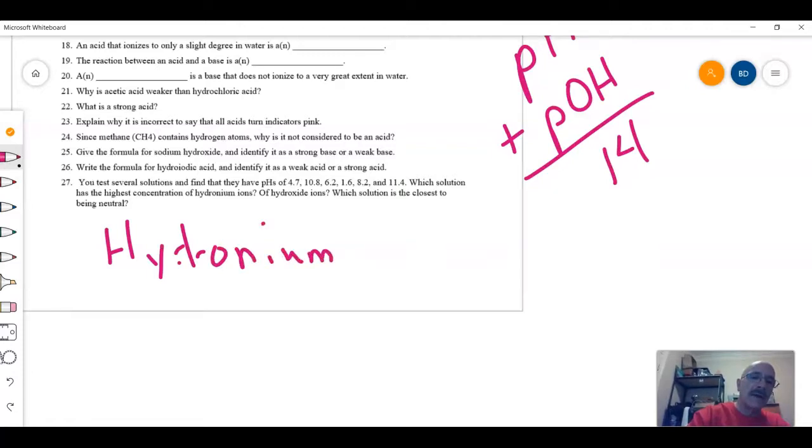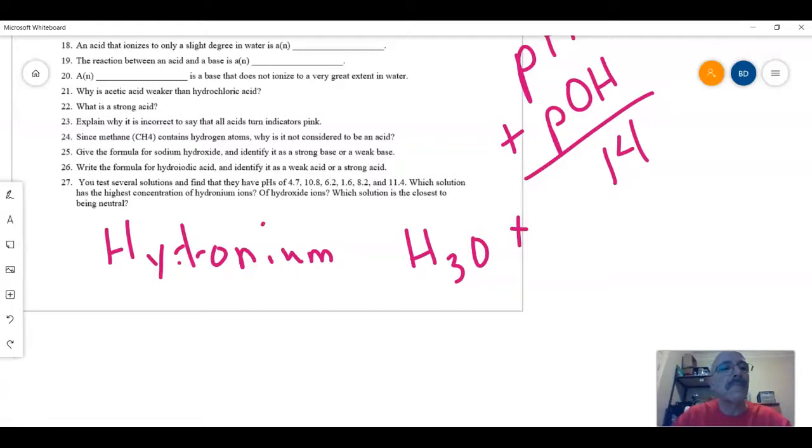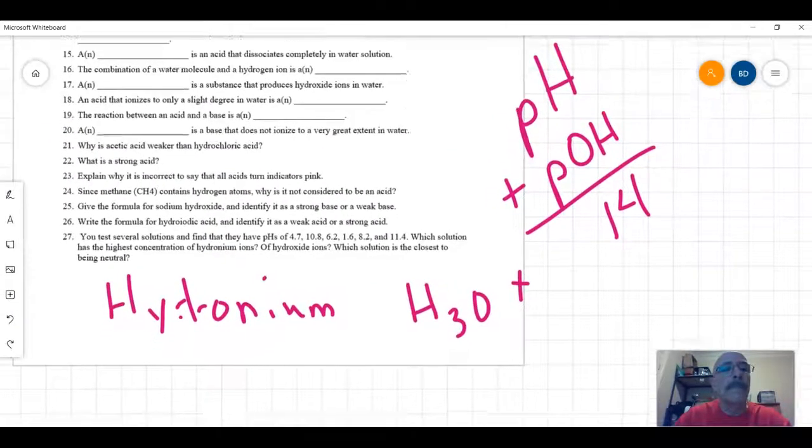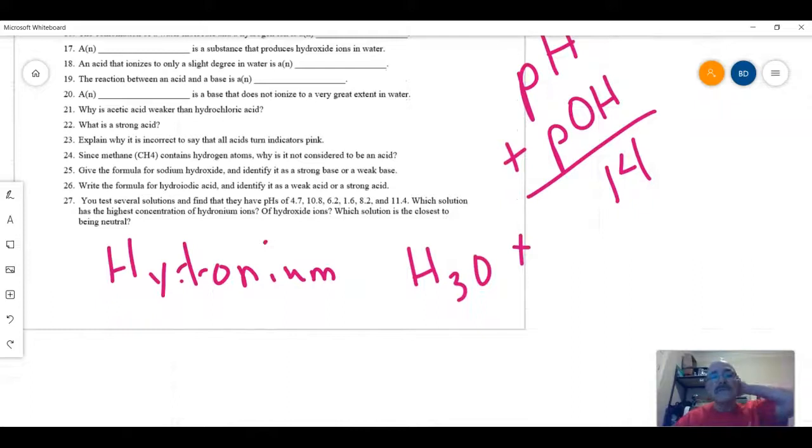Hydronium, and that's H3O+. Okay? Hydronium. Number 17. A blank is a substance that produces hydroxide, base. 18. An acid that ionizes only a slight degree, just a little bit, is a weak acid. 19. The reaction between an acid and base is a neutralization reaction. Number 20. A blank is a base that does not ionize to a very great extent, a weak base.